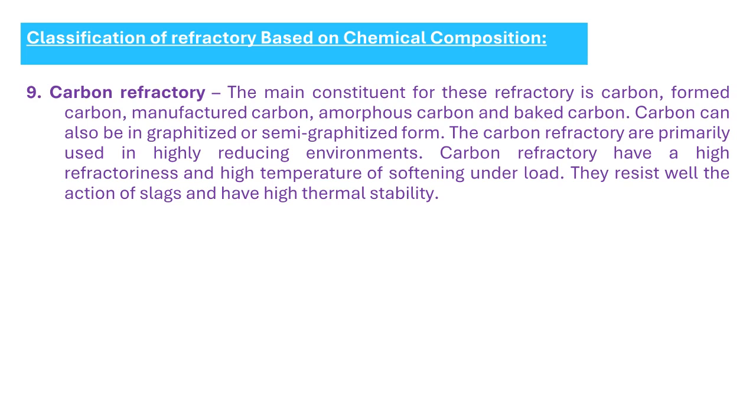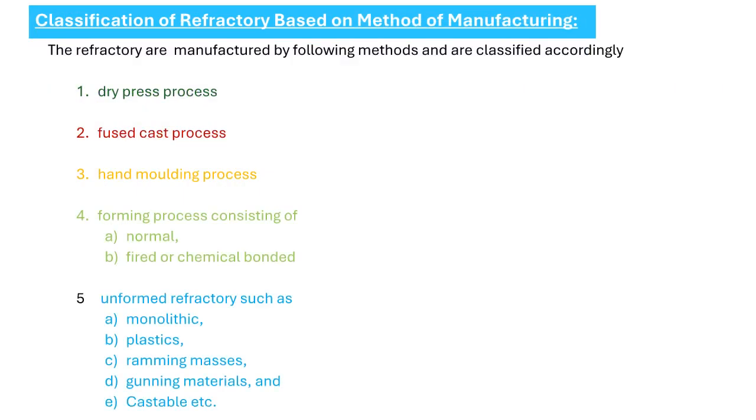Refractories can also be classified based on the manufacturing method used to produce them. There are several primary methods, each giving the material different properties and performance characteristics. Dry press process: here, dry or slightly moist material is pressed into shape using mechanical presses. Fused cast process: in this method, the material is melted at extremely high temperatures and then cast into shape. Hand molding process: material is shaped manually, often for custom or specialized applications.